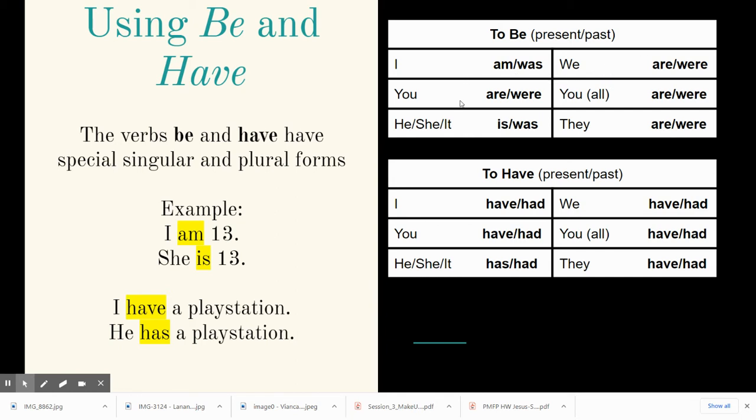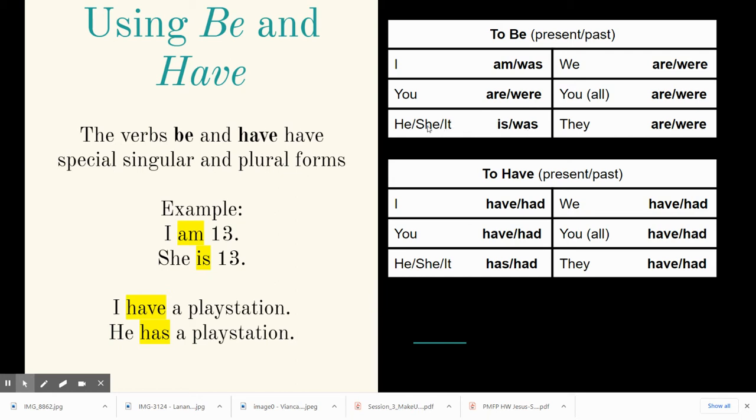So let's look at the forms that go with each of our subjects for the verb to be. When you have the subject I, in the present tense, the verb would be am. In the past tense, it would be was. I am 35. I was 35. Let's look down here. You. If you have the subject you, the verb will be in the present tense are. In the past tense, were. For example, you are in sixth grade and you were in fifth grade last year.